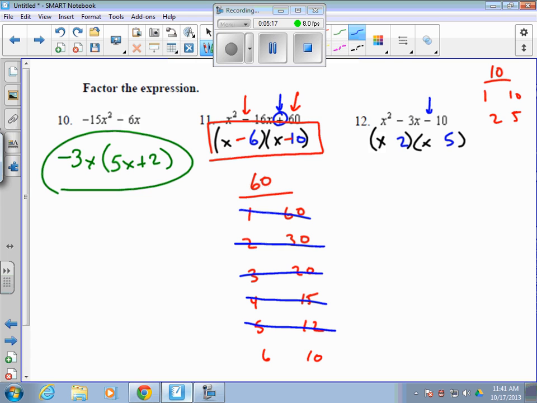Again, the sign in front of your C term, the third one, is positive. That means they're the same. The sign in front of your B value, the second one, is negative. Since they're the same and that one's negative, that means both values are going to be negative. So x minus 2 times x minus 5.